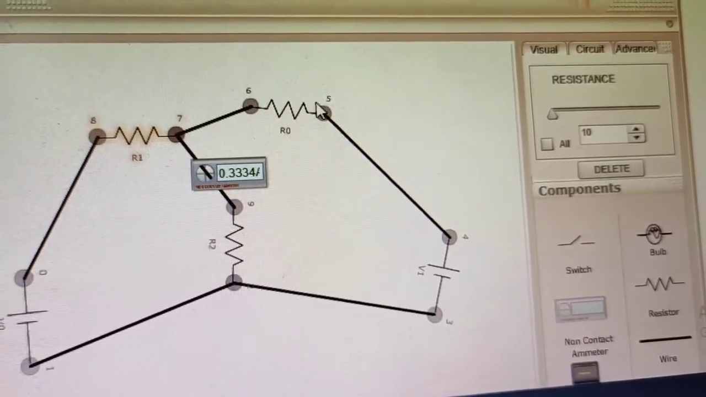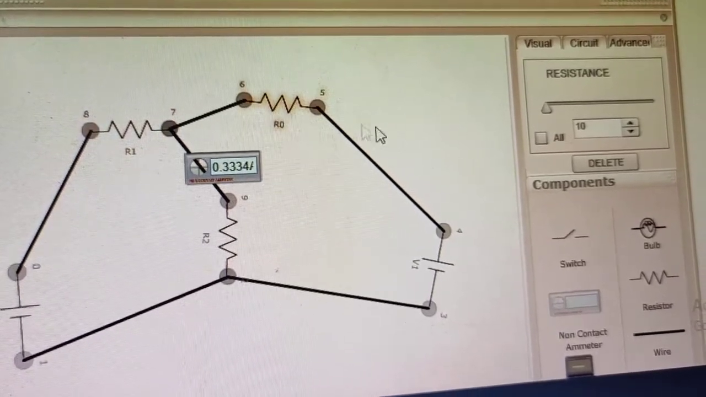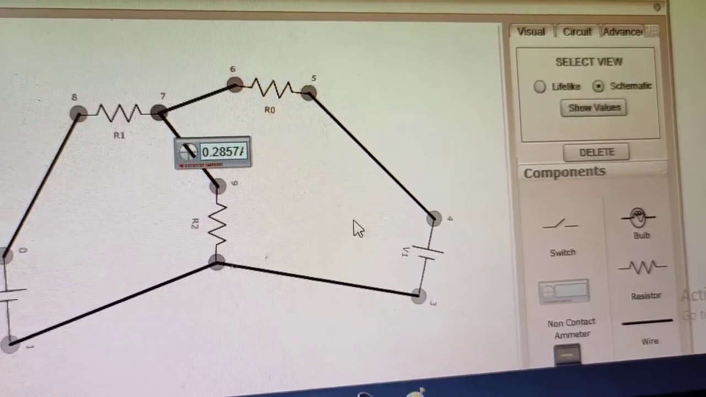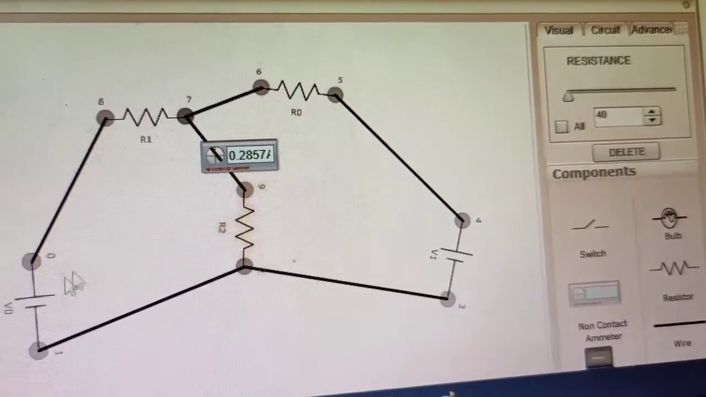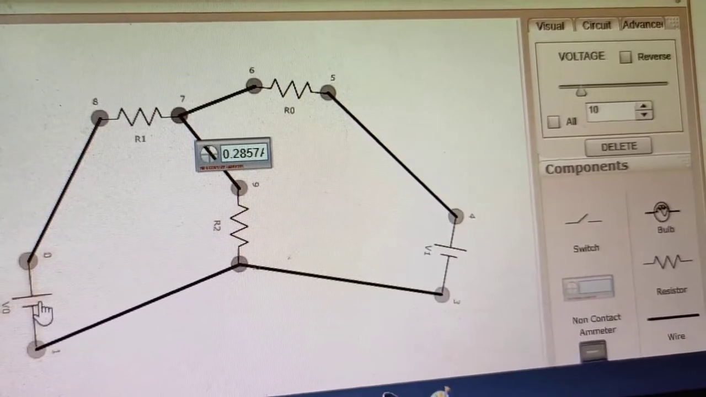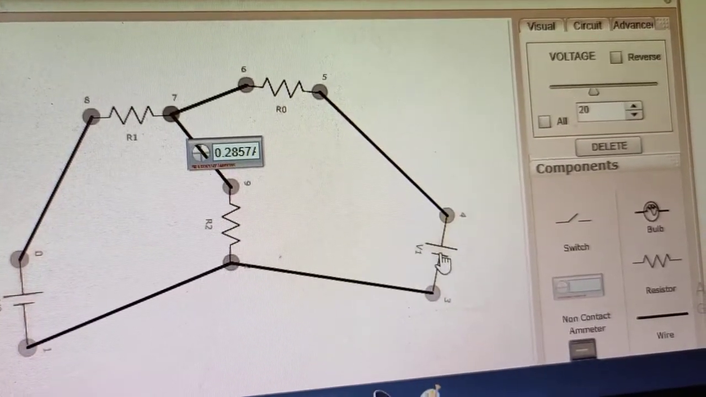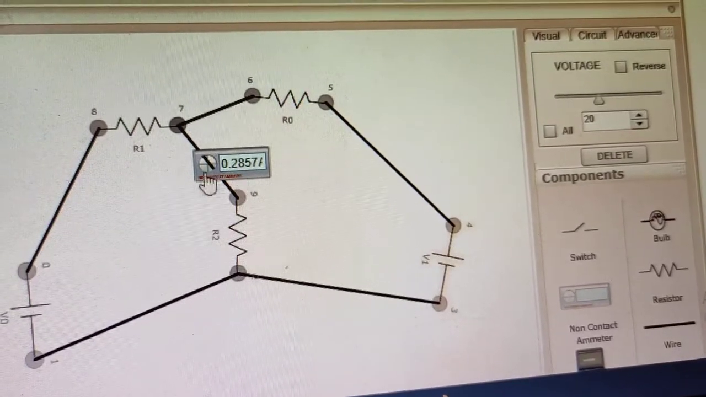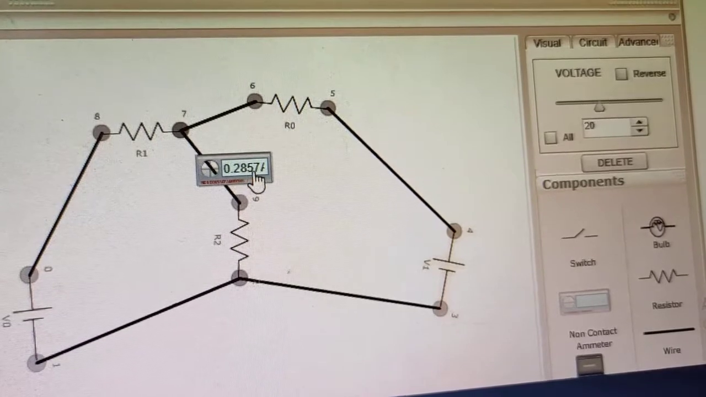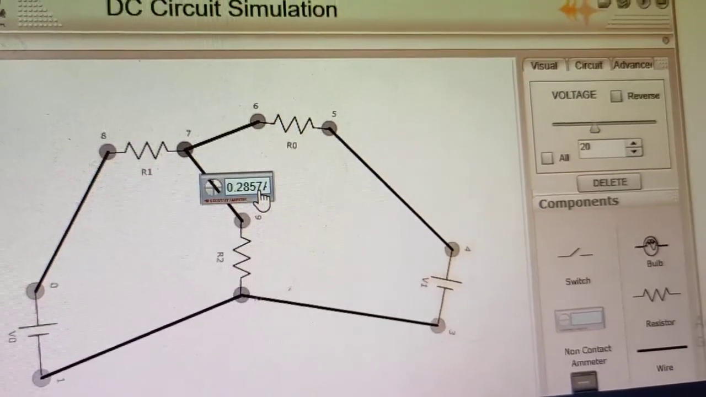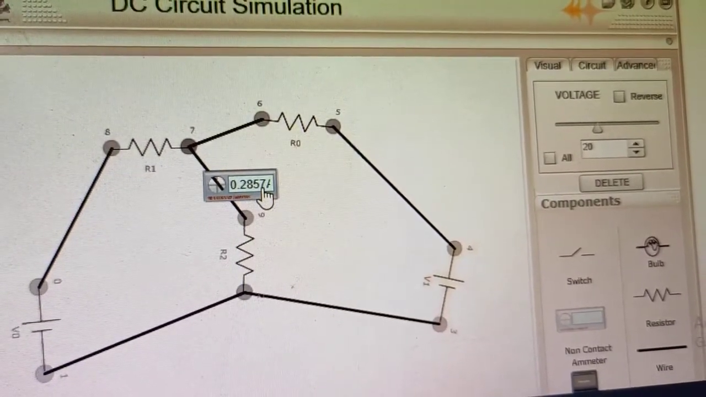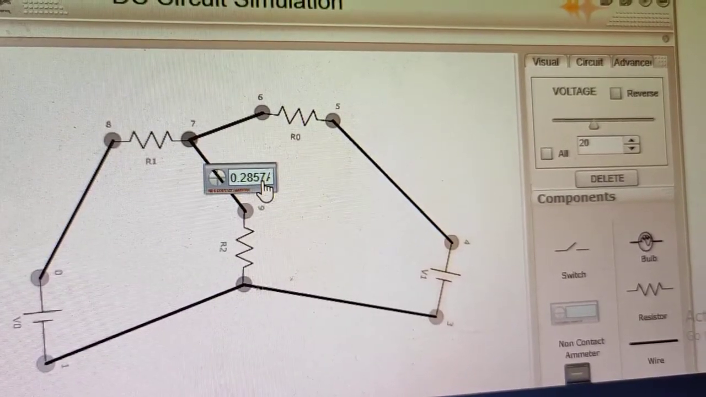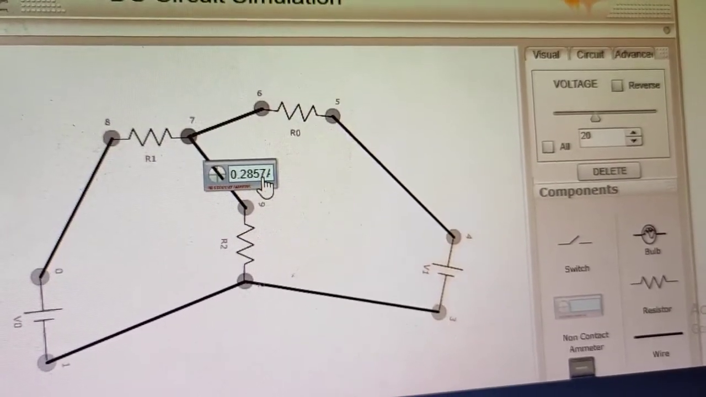This resistor 10 ohm, this resistor is 20 ohm, this resistor 40 ohm, and the batteries are of 10 volt and 20 volt. See, the current flowing through the circuit is 0.2857 ampere and your reading by calculation is 0.29 ampere. So the actual current flowing through the circuit is 0.285, which means 0.29 ampere.